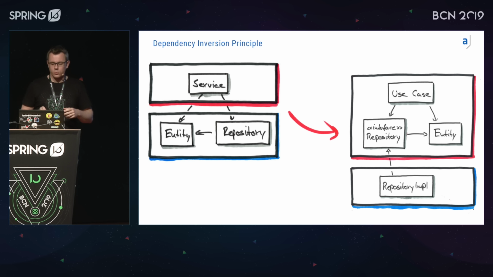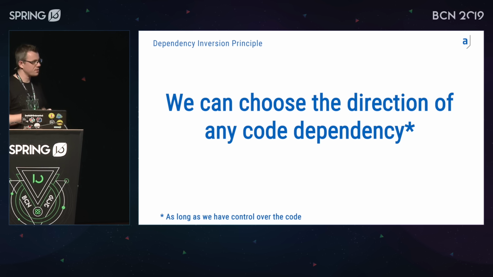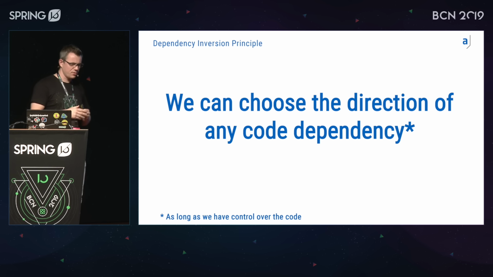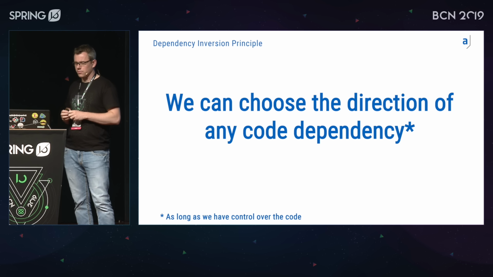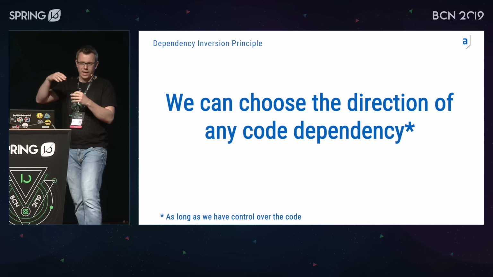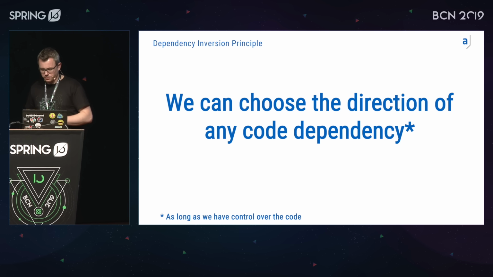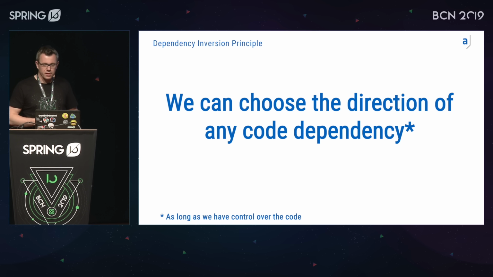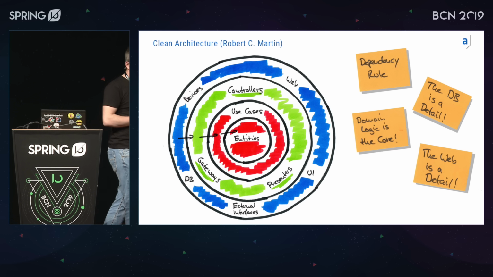So what this means is we can choose the direction of any code dependency as long as we have control over the code. If we have a dependency on some third-party framework or library, obviously we cannot change the dependency because we can't change the code. So what does that mean on an architecture level? This is where the clean architecture idea comes into play.